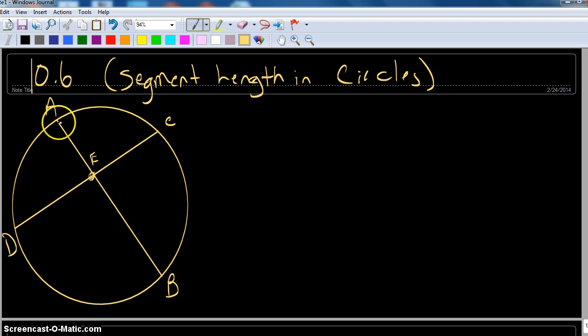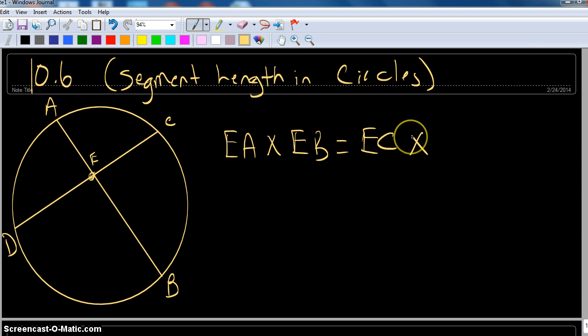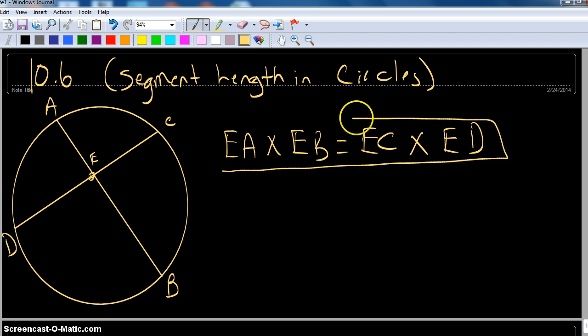How long is each segment? So I want to work with this big segment first. I'm going to break it into pieces. EA times EB is equal to, this EA is the smaller one, so I'm going to put the smaller one here first, which would be, it doesn't really matter actually, so I'm just going to put EC times ED. That is the rule for finding out the lengths of these segments.